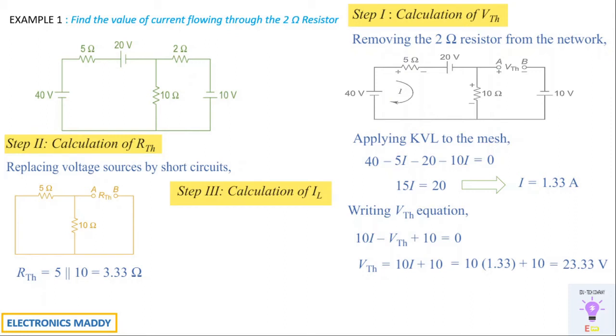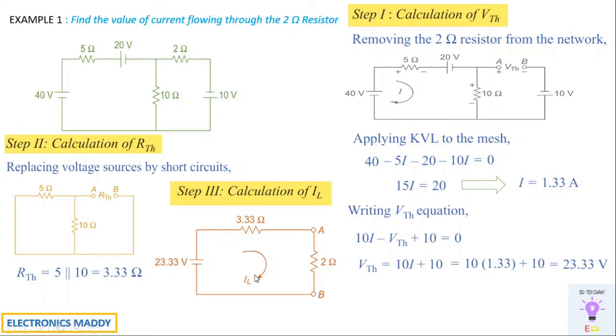Step 3 is to calculate the value of IL. So how do we do that? We'll first draw the network. This is the Thevenin's equivalent circuit. You can also call it that way. So you have 23.33, that is VTH, in series with 3.33, that is RTH, in series with the load RL, that is to be calculated.